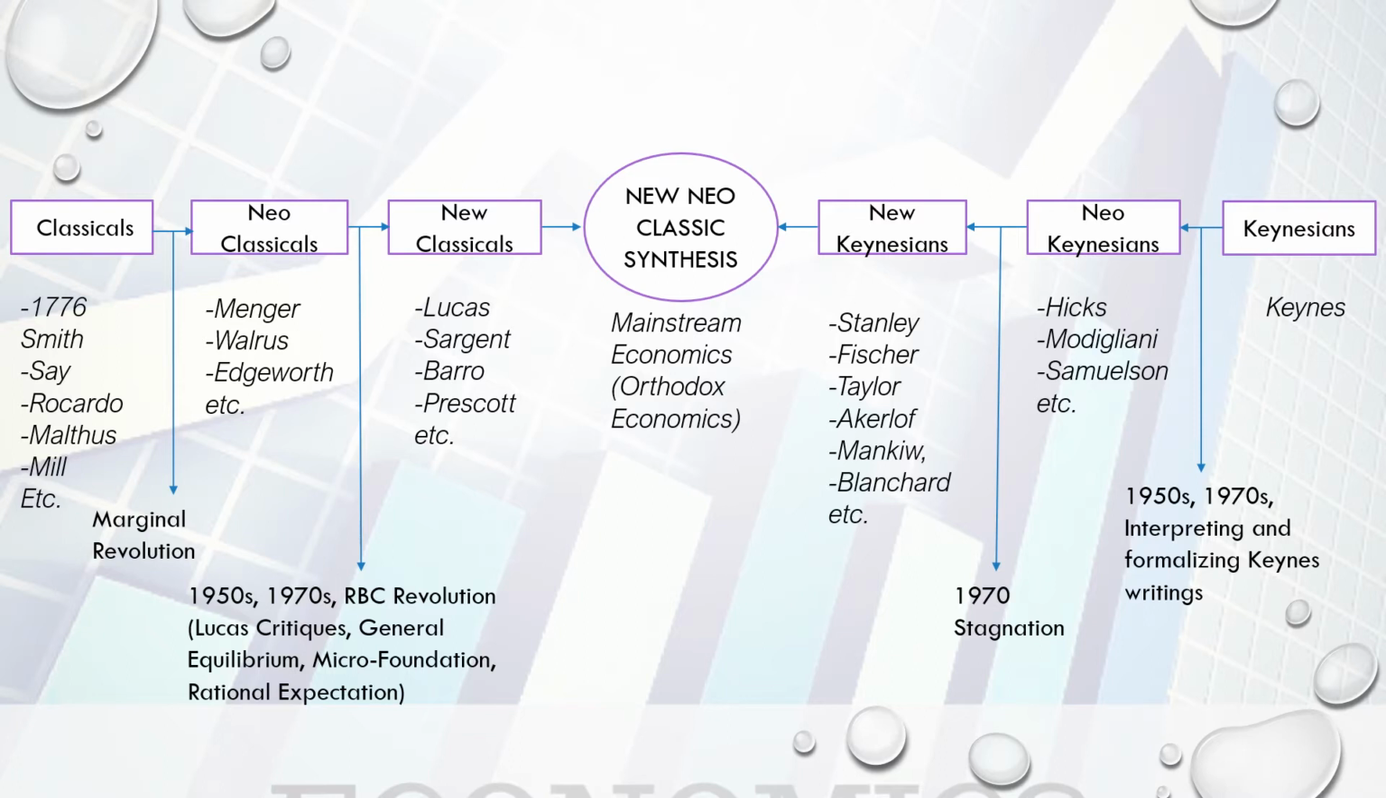For example, between the new Keynesians and the neo-Keynesians, we can see the 1970 stagnation. So you may be wondering, what is stagnation? Stagnation is a situation that occurs within an economy when total output is either declining, flat, or growing slowly.